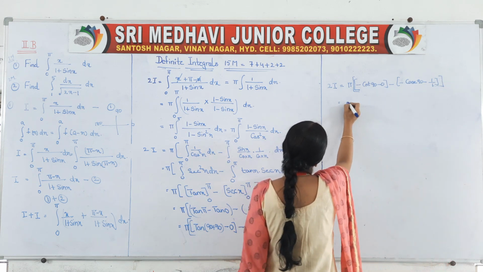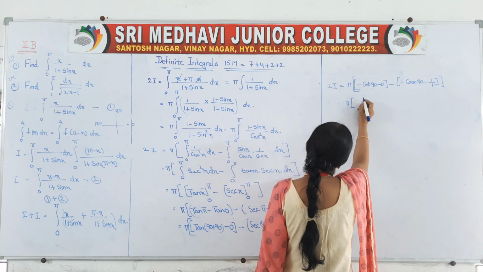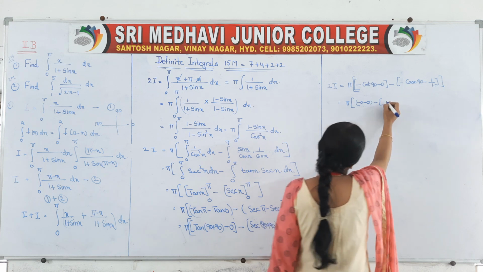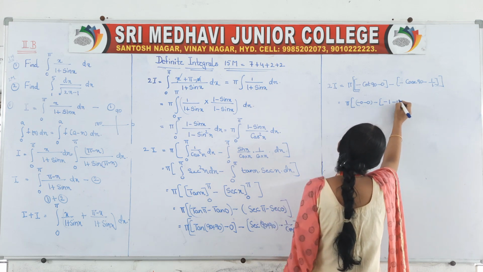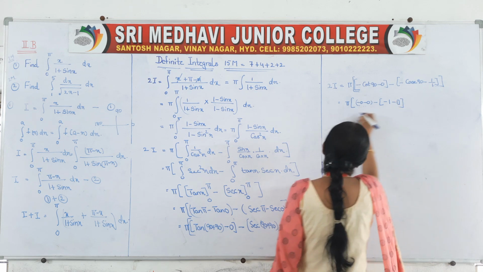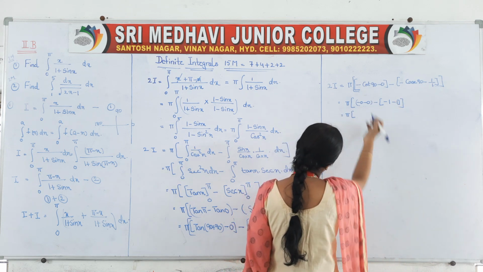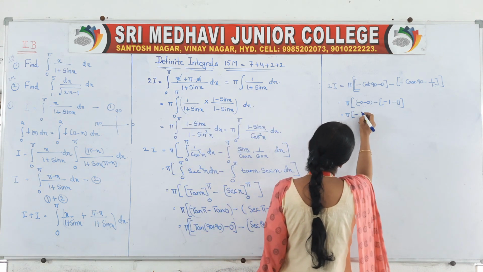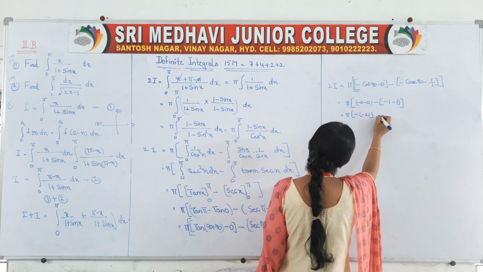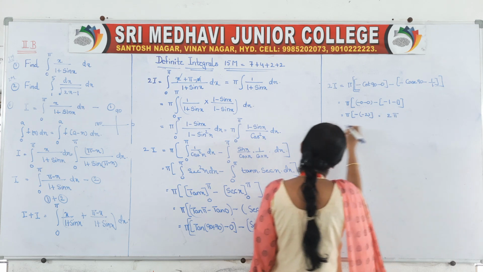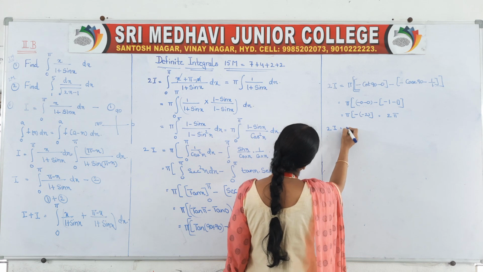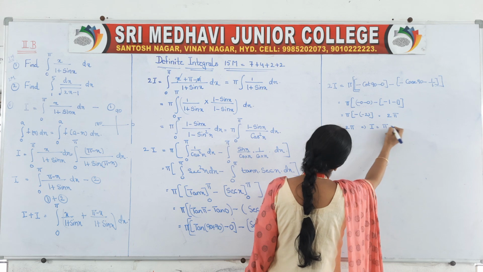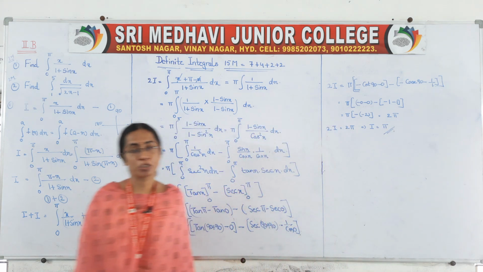So it is equal to pi into, this is 0, right. So 0 minus 0 minus cosecant 90, which is 1, minus 1. So it is equal to pi, 0 minus 0 is 0, no need to write, so minus 1 minus 1 is minus 2. So it is equal to 2 pi. You got 2I is equal to 2 pi, which implies I is equal to pi, the answer to your question.